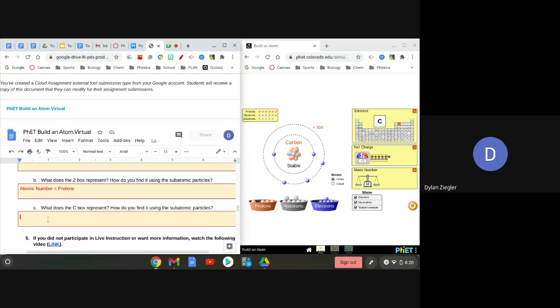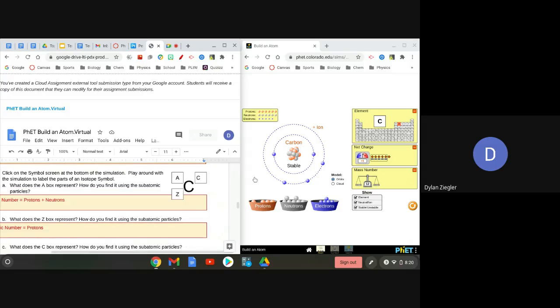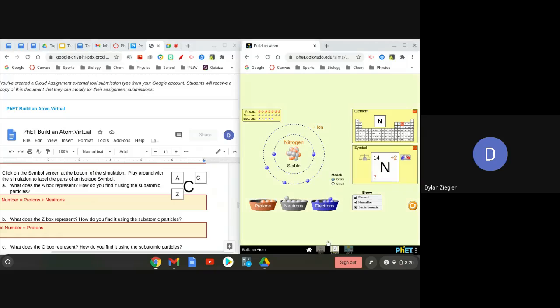All right, C, what does C represent? So that's the upper right-hand corner. Okay, so this says +2. That's a positive ion. So plus, and you can see it has that symbol next to it, which is the net charge.